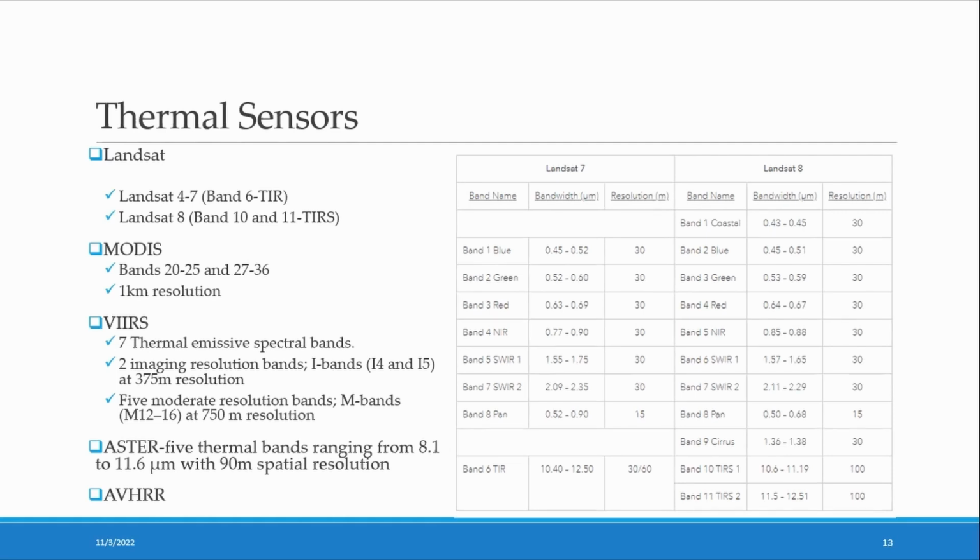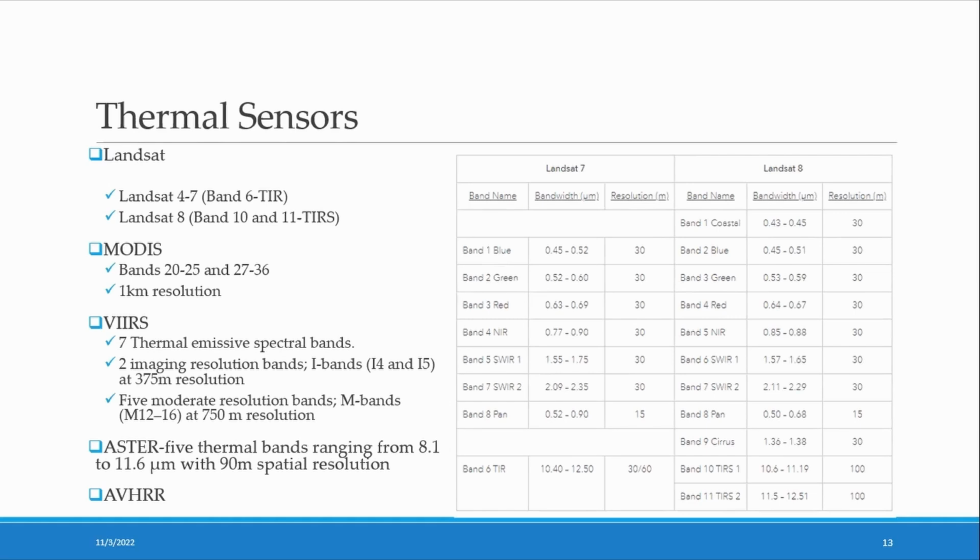Another sensor that we have is MODIS, the Moderate Resolution Imaging Spectroradiometer. This actually has very many thermal bands, around 12 bands. Bands 20 to 25, and then 27 to 36, are all thermal bands. So when you're doing thermal remote sensing applications using MODIS satellites, you will know that these are the bands that you can use.